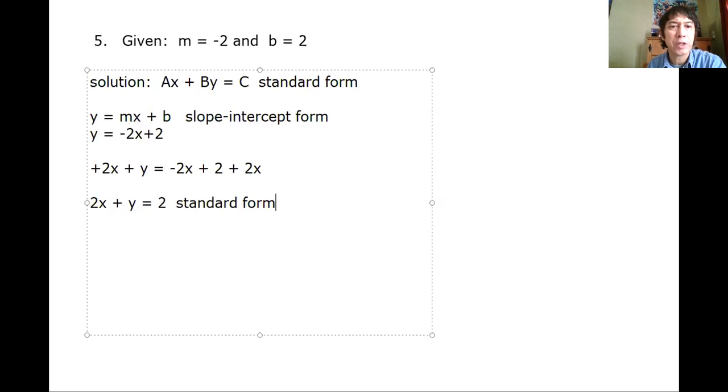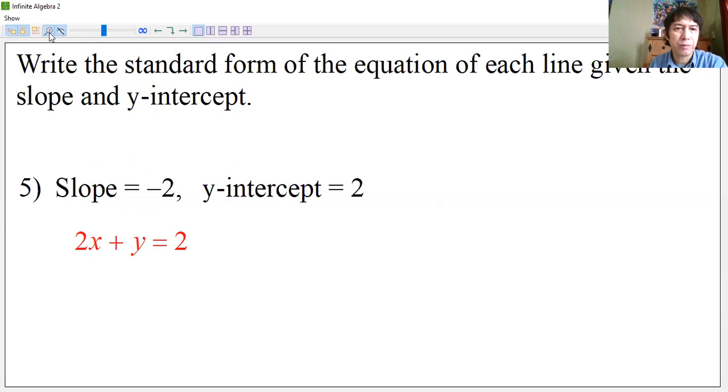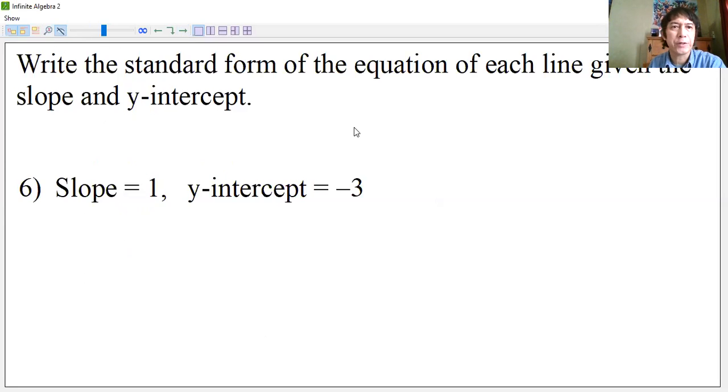And we can verify this answer on the other side. Okay, what's the answer? 2x plus y equals 2. That's the required answer. All right, so we shall proceed with the next number. That should be number 6. Here's number 6. Write the standard form, given slope and y-intercept. So we have the slope 1, y-intercept negative 3. We shall attempt to do the solution on the whiteboard.